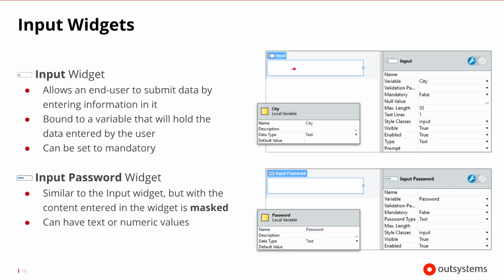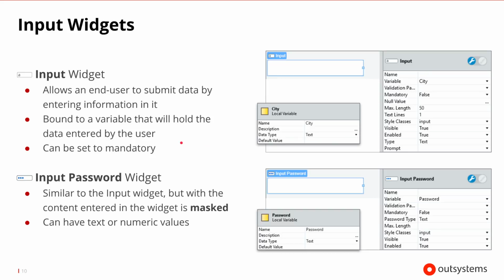So here we can see an input widget, and in this case it's bound to the variable city. And that city is going to expect text as far as the input. And we can see other things about the input, like the max length is going to be 50. We'll show it in just one line, and it too has a style for how it's supposed to look.